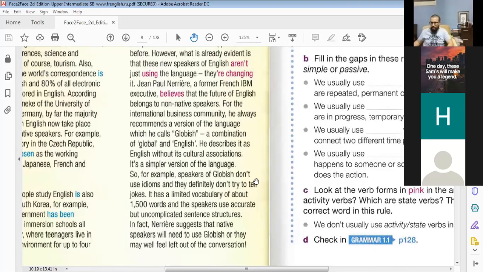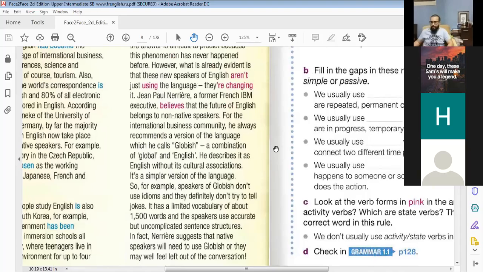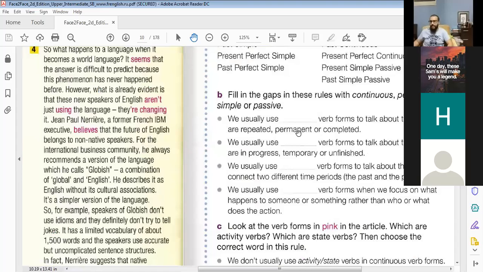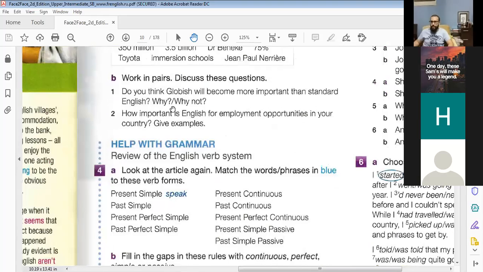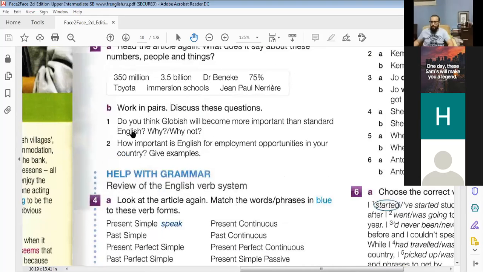It has changed a bit, because the people who are using it, most of them aren't native speakers, so it's probably true. Okay, so we have a few maybe opinion questions or speaking questions here.